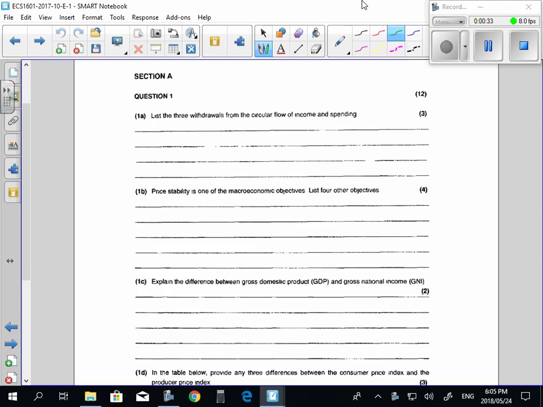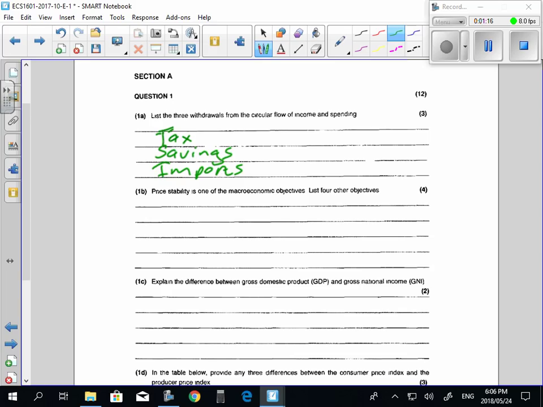All right. There are, however, leakages from the system and injections into the system. And you've got to be able to name all of those leakages and injections. All right. So the 3 withdrawals that we look at when we talk about the circular flow, there are taxes. All right. Now, tax would obviously decrease the amount of money that you spend on goods and services. So it is a leakage. The next one, savings. And finally, imports. So wherever we have money exiting that circular flow, it is the withdrawal.